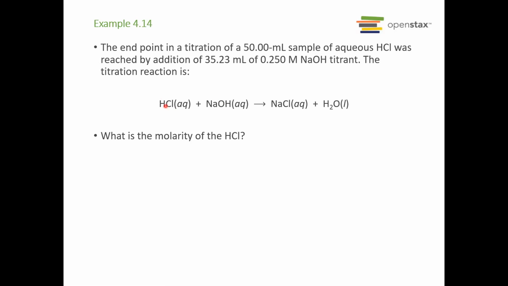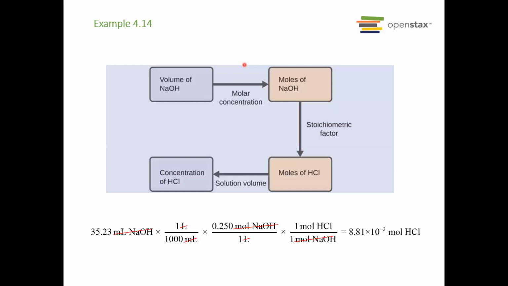So what we're going to do is start with the 35.23 milliliters. And remember, this capital M really represents moles per liter. So we're going to be able to use that to relate volume in moles. But since this is moles per liter, we need to convert 35.23 milliliters to liters first. So we're just going to divide by 1,000, get it into liters.